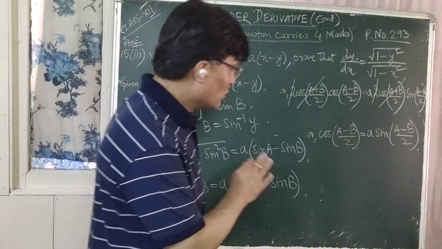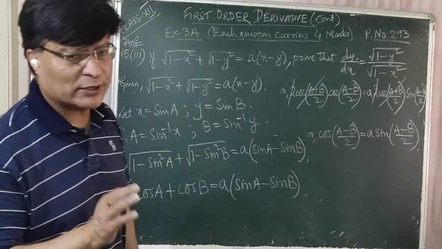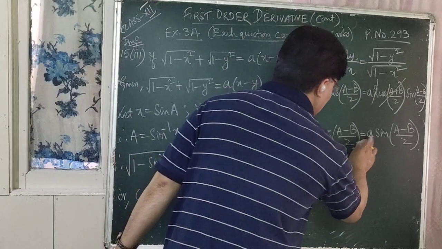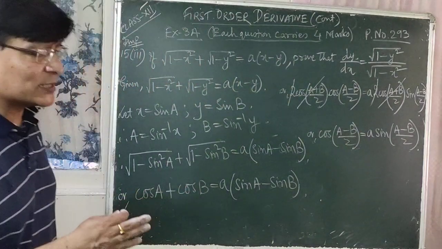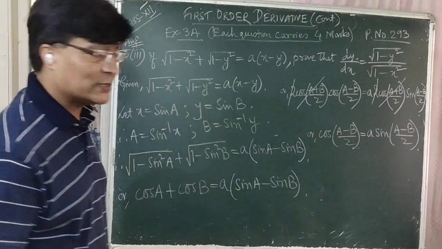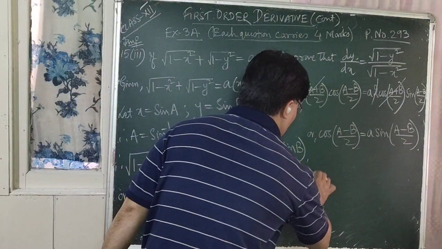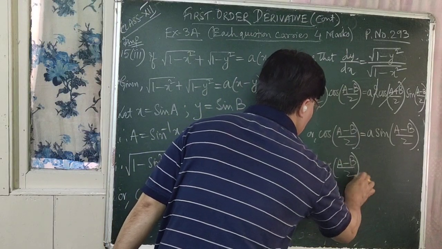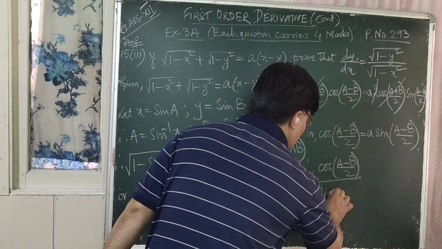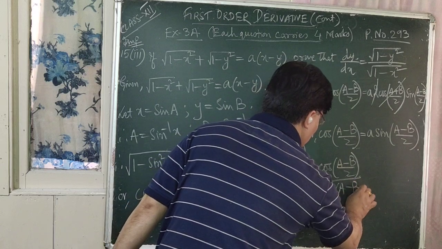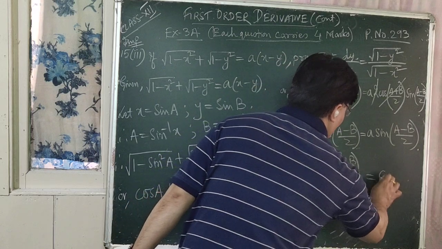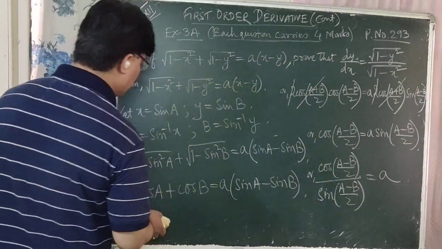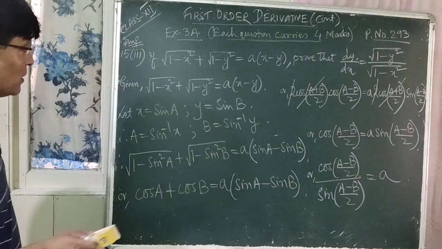So since cos of A minus B by 2 and sin of A minus B by 2 have the same angle, let us take that sine to the left hand side. So when this sine goes to the left hand side, you should write it in the denominator. So it is cos of A minus B by 2 divided by sine of A minus B by 2, which is equal to what? It is A, right? So is it understood now?